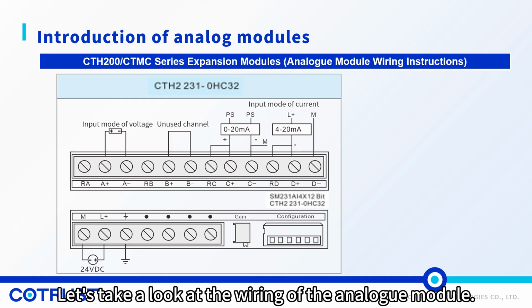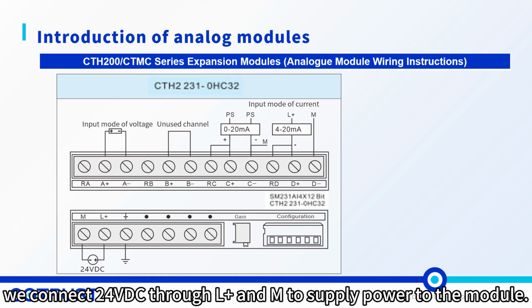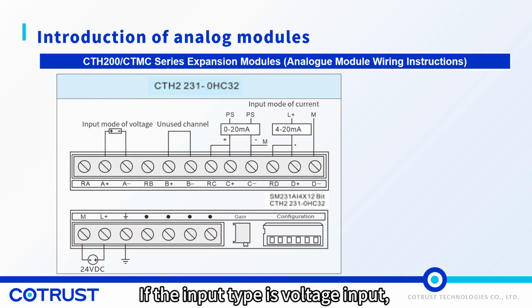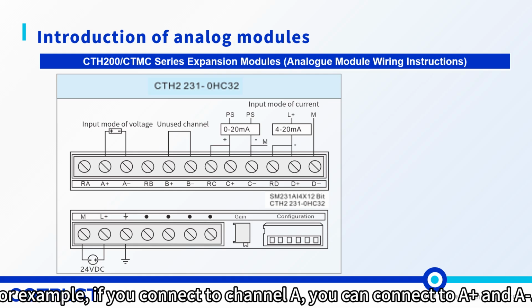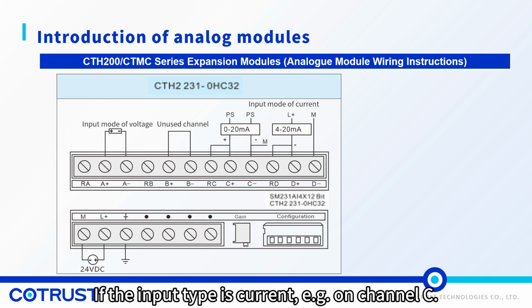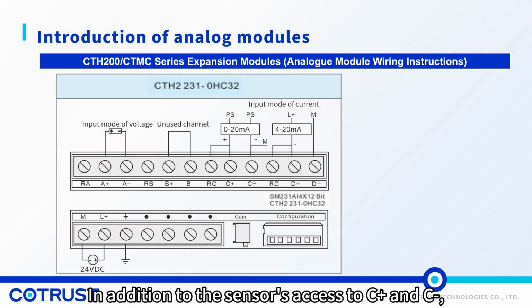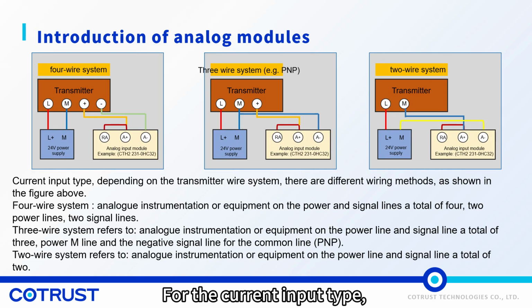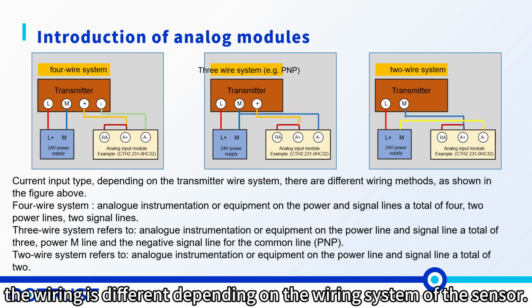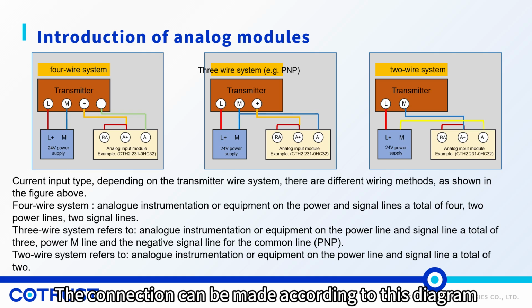Let's take a look at the wiring of the analog module. Firstly, we connect to 24 VDC through L+ and M to supply power to the module. If the input type is voltage input, connect directly to the positive and negative terminals of the channel. For example, if you connect to channel A, you can connect to A+ and A-. If the input type is current, e.g. on channel C, in addition to the sensor's access to C+ and C-, it is also necessary to short C+ and RC for the current input type. The wiring is different depending on the wiring system of the sensor. The connection can be made according to this diagram.